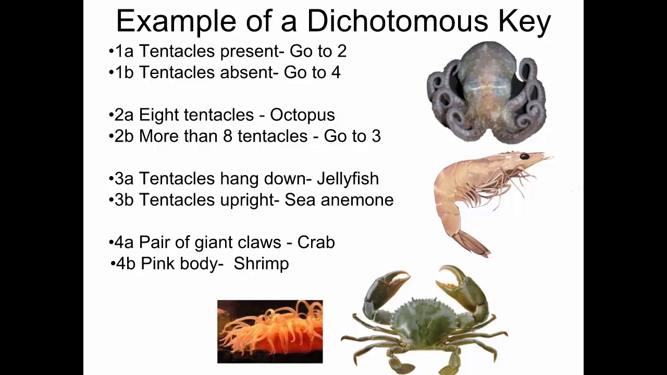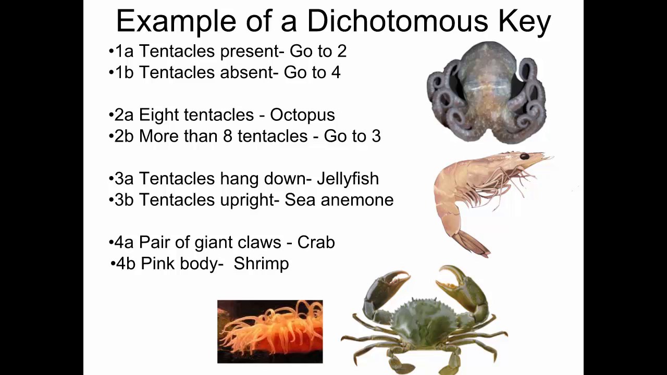So let's look at this. All right? Tentacles present or absent? Absent. Those are not tentacles. So we go to 4. Does it have a pair of giant claws? Yes? This is a crab.